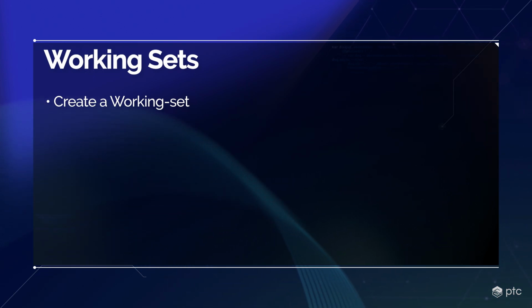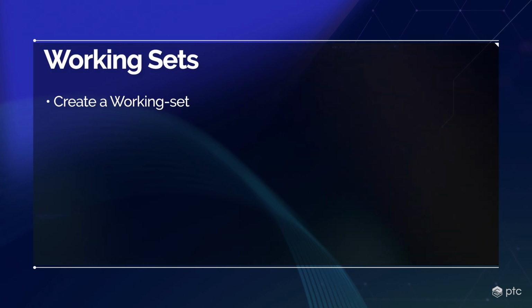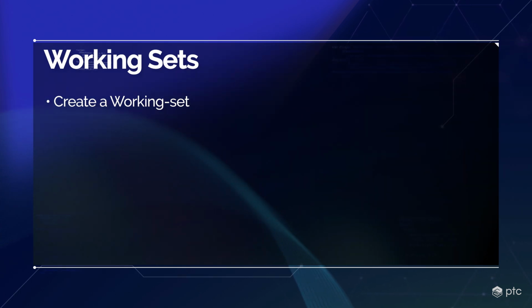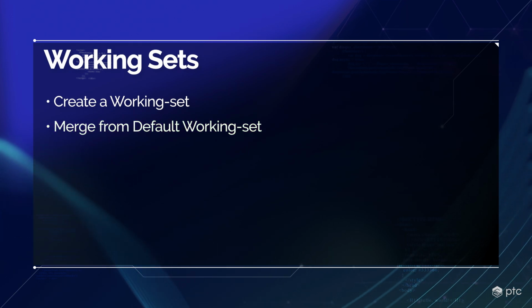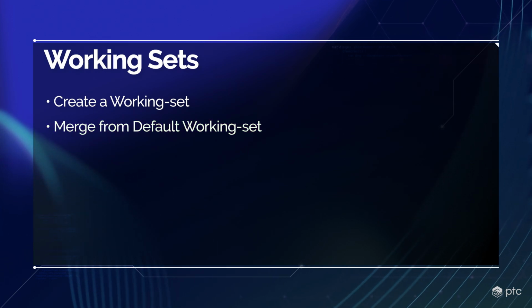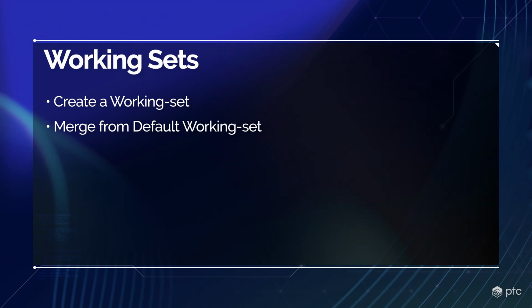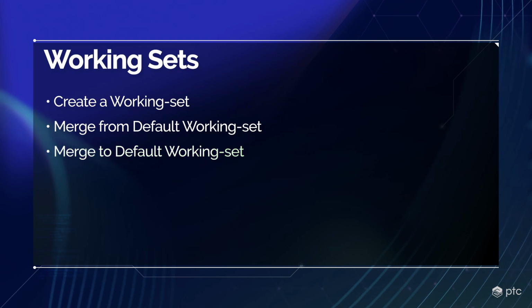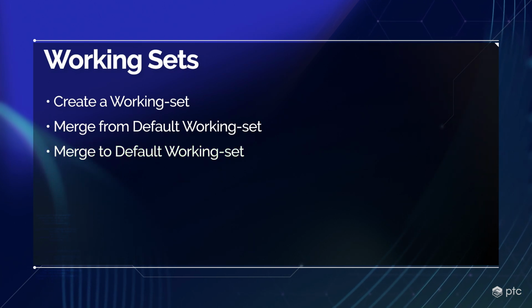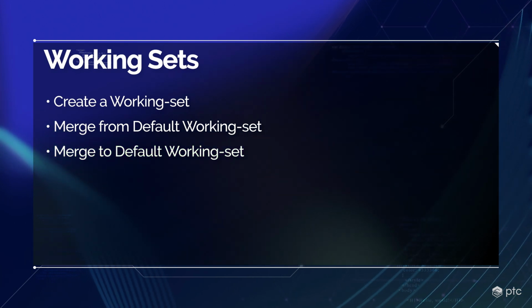After creating our working set or variant, we'll do some changes on the default working set, then merge those changes to our newly created variant. Then, after that, we'll do some changes on our 100% specifications, then merge it back to our 150% specifications, so to our default working set.